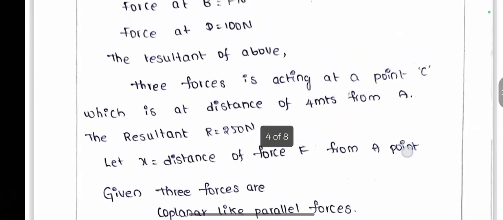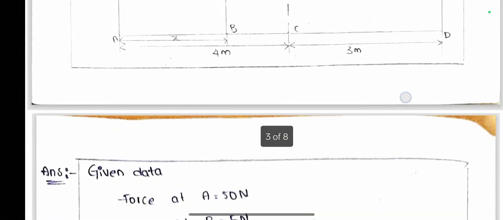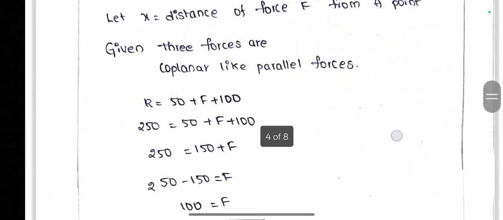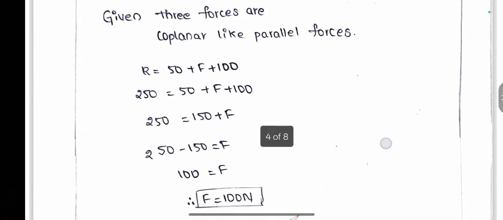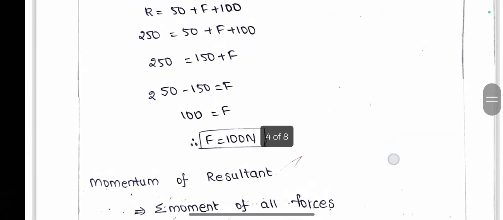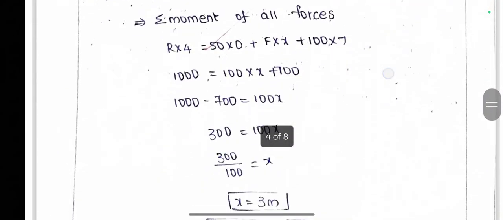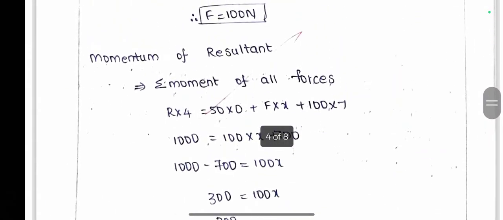So these are like parallel forces, therefore the resultant R is equal to 50 plus F plus 100. Therefore 250 is equal to 50 plus F plus 100. So the second force F will become 100 newtons. What they want is x also. So we are taking moments of all the forces at point A; we can take moments at any point.